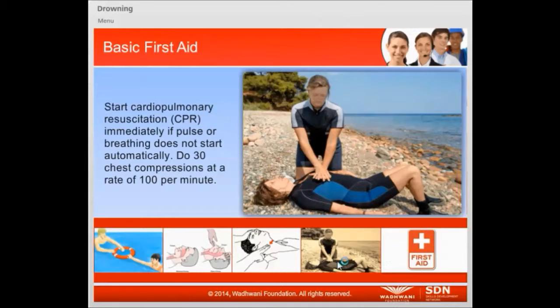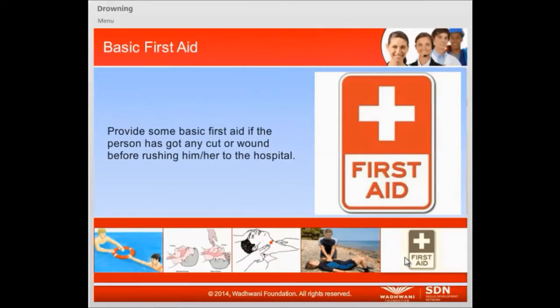Start cardiopulmonary resuscitation, CPR, immediately if pulse or breathing does not start automatically. Do 30 chest compressions at a rate of 100 per minute. Provide basic first aid if the person has any cut or wound before rushing him or her to the hospital.